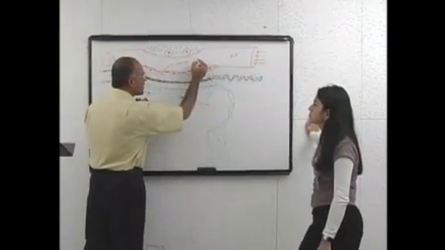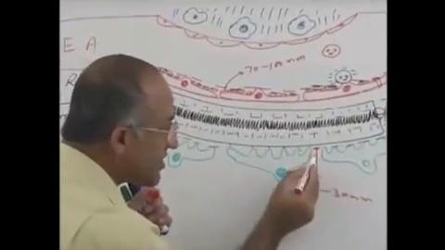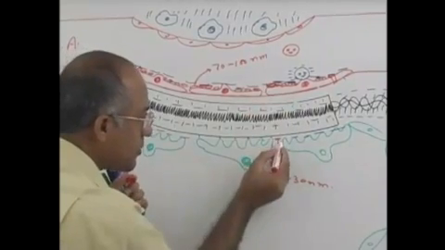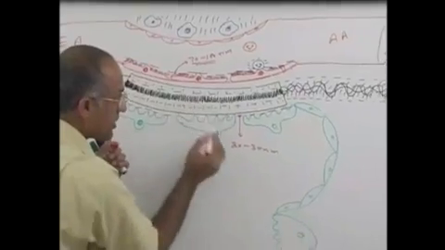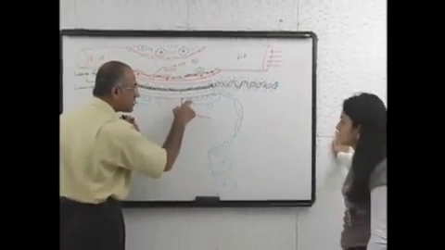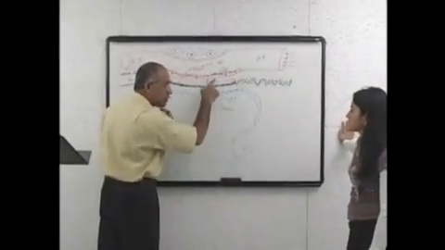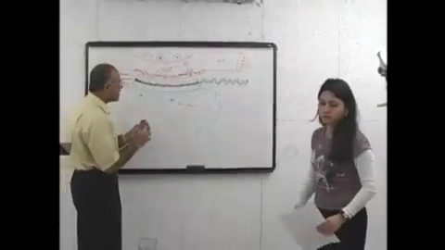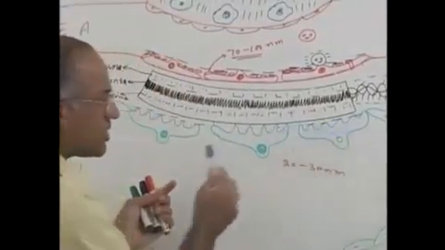It means the size barrier. For example, something wants to pass through this area down, right? The true size barrier is here, because fenestrations are larger, but filtration slits are narrow. These are 70 to 100 nanometer, and filtration slits are 20 to 30. So they act as a distal size barrier. Molecules which are smaller can pass through, but larger molecules will not be able to pass through. Is that right?